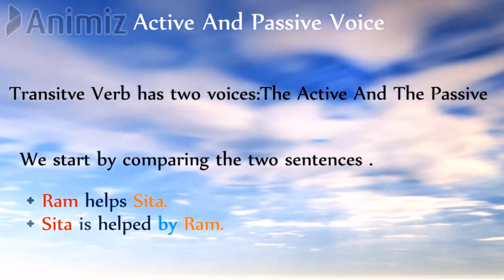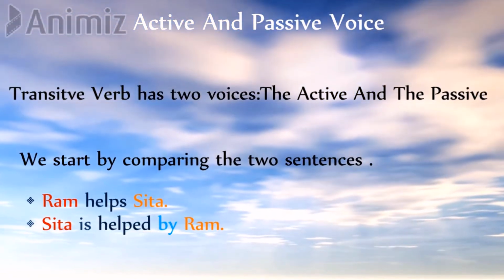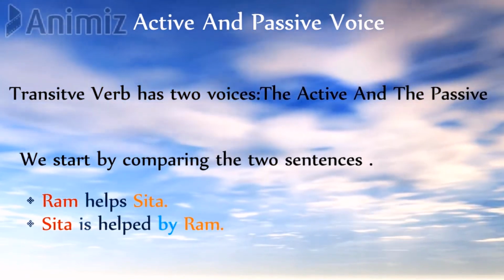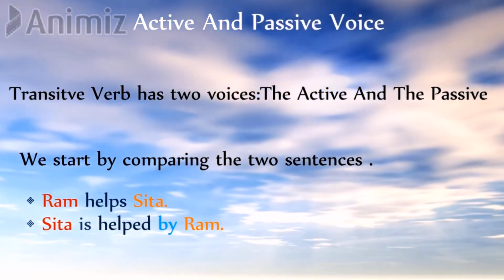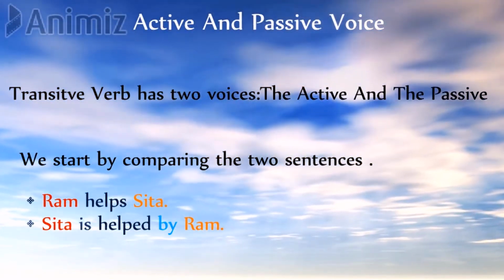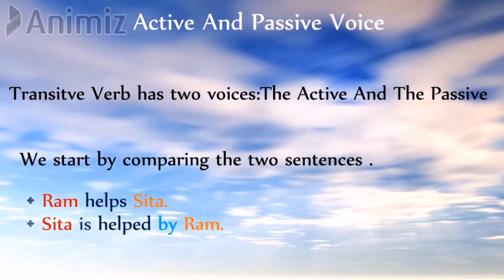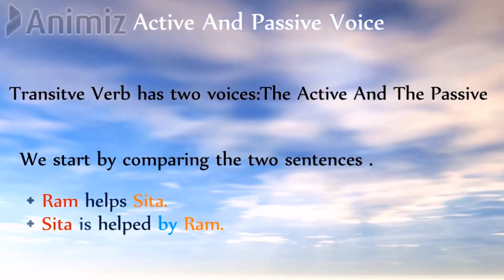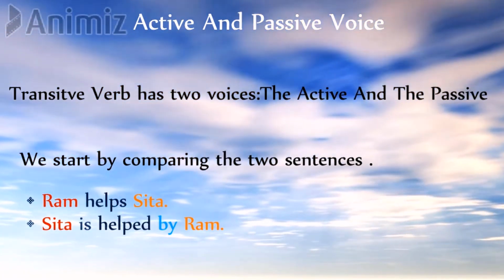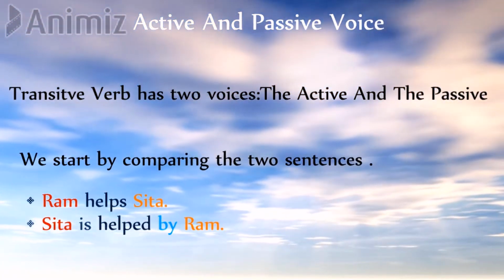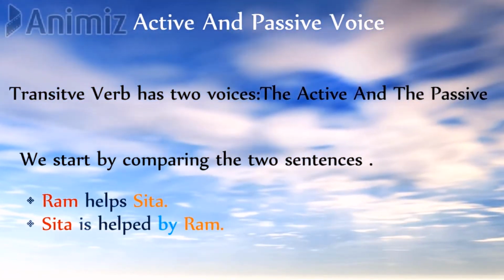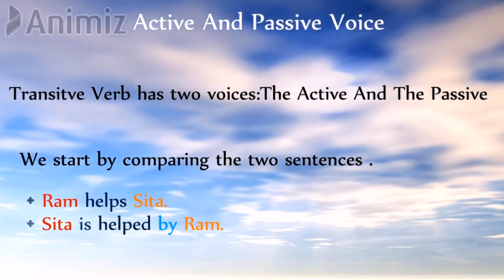Ram helps Sita. So it is in simple present tense. Now to change a sentence of simple present tense into passive, we need to follow this rule. Subject plus be verb plus verb's third form plus by plus Ram. So the sentence will be passive. Sita.